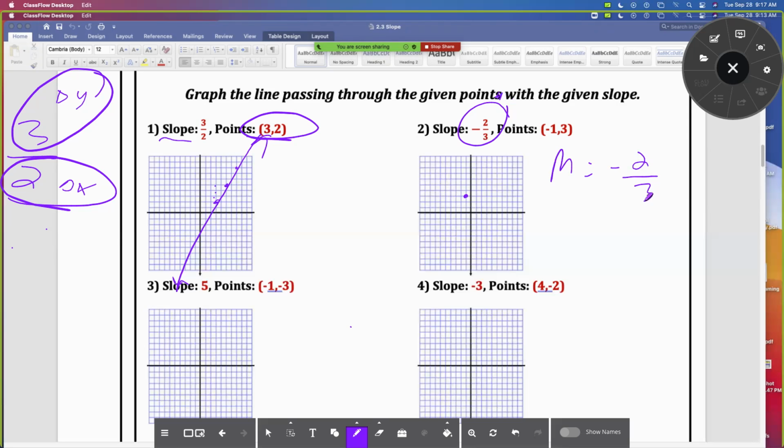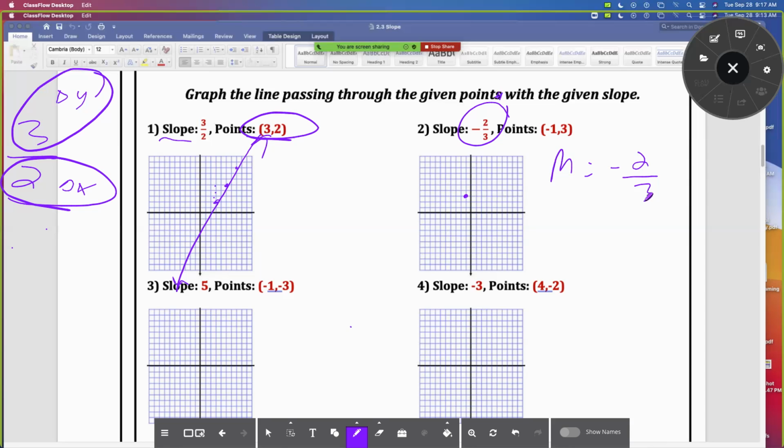Now, where does this mean? Is my negative in the y? Is it in the x's? Where's it at? What do you guys think? Top or bottom? You have a 50% chance of getting it right. The bottom? Anybody want to guess the top? Top. Tell you the truth, it's up to you.